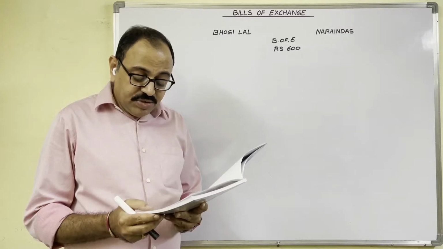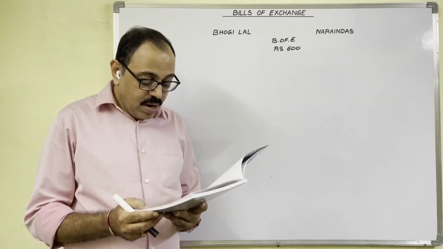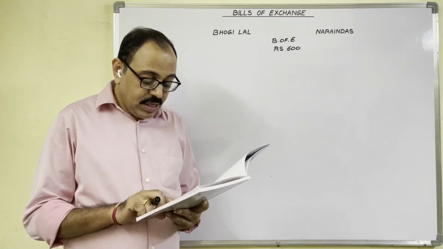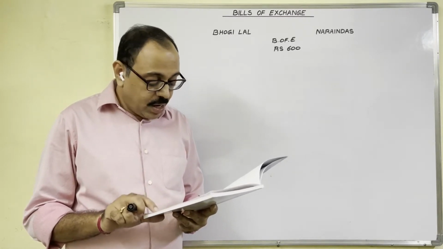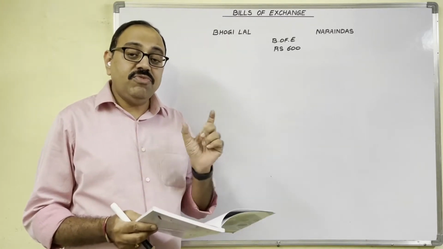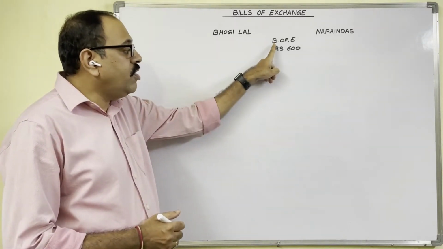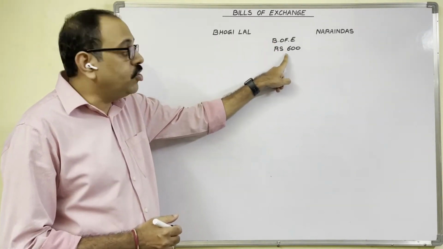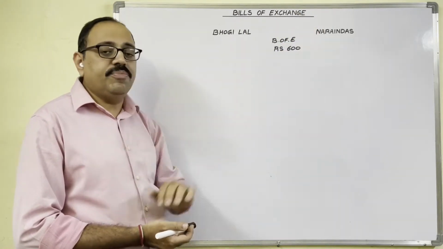A bill of exchange for 600 rupees is drawn by Messrs. Bhogi Lal and Company on C. Narayan Das and accepted by the latter, payable at Canara Bank of India. First of all, for this transaction, we should write the journal entry. Bhogi Lal prepared a bill of exchange worth 600 rupees on Narayan Das, and received acceptance from him.